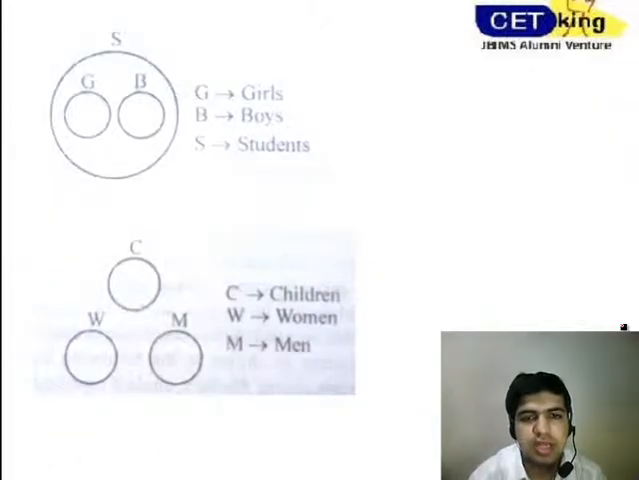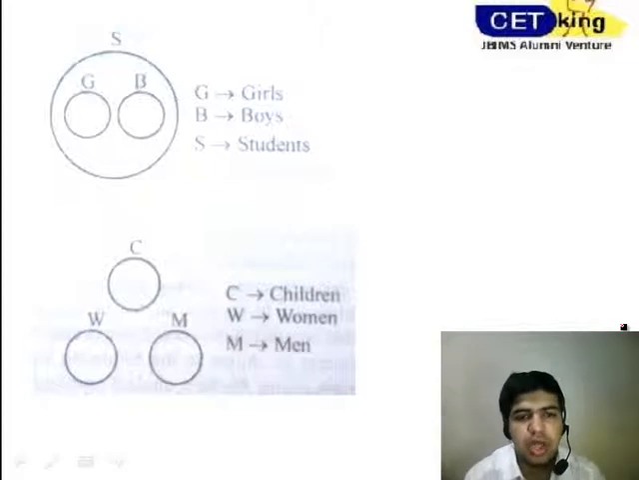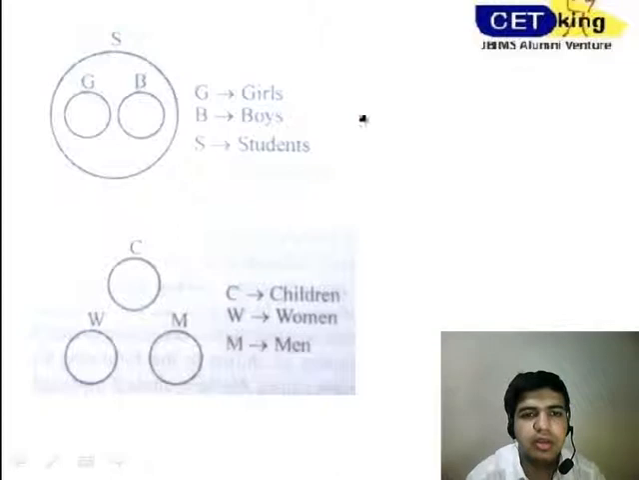The next example: girls, boys, and students. All the girls will be students, all the boys will be students, and there will be nothing common between girls and boys. So this is the type of diagram that we'll get: the students, and inside them girls and boys.